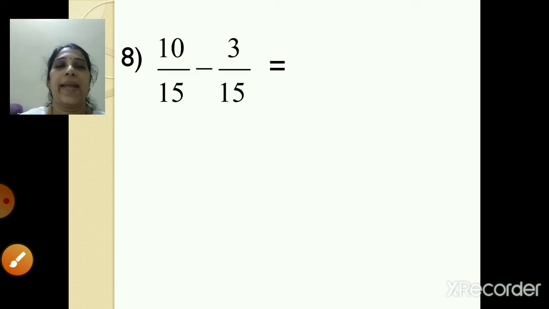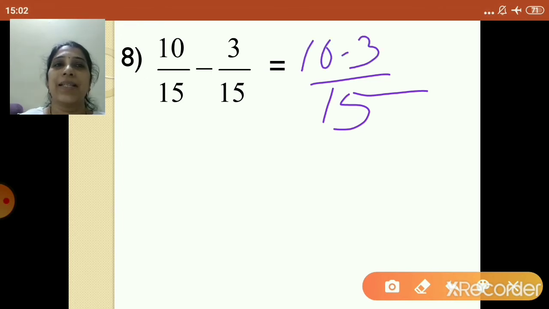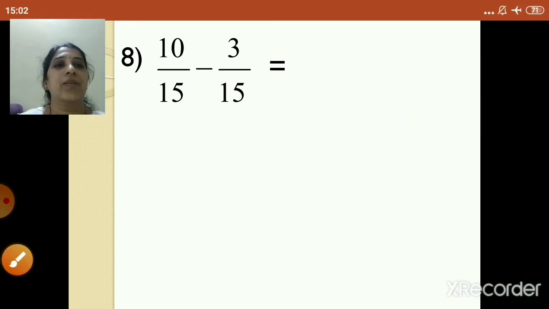Let's move to the eighth one. 10 upon 15 minus 3 upon 15. So again we'll keep the denominator common as 15 and then 10 minus 3. So what is 10 minus 3? 10 minus 3 is 7. So 7 upon 15 is your answer. Right children?